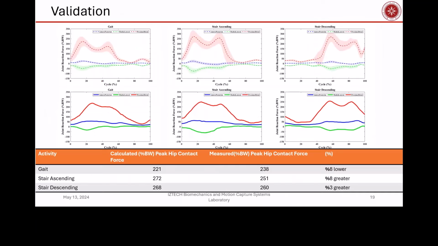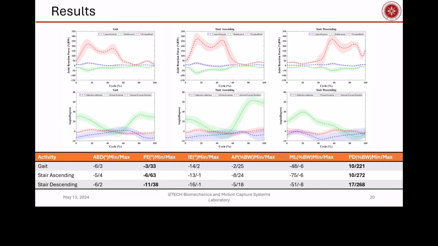To validate our calculations, the measured data from the literature is used, which is the instrumented hip implant results from the Bergmann 2001 publication. The first row is our calculated results, and the second row is from the Bergmann study. In terms of the peak hip contact force, only an 8% difference is observed between our results and Bergmann's results. So the results are consistent with the measured forces.